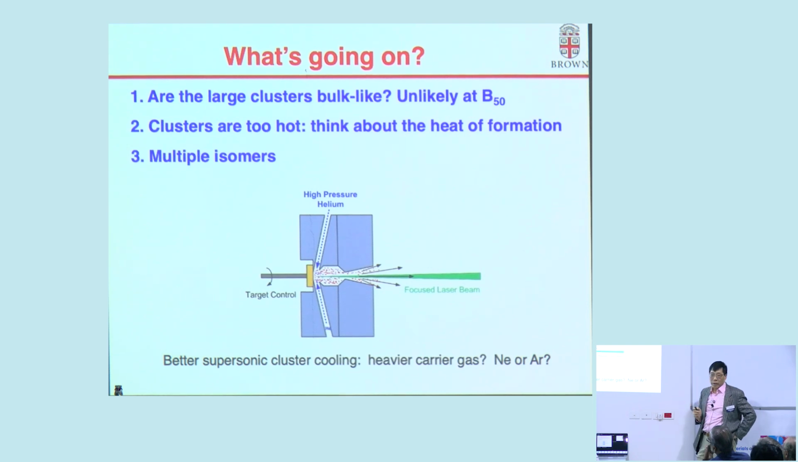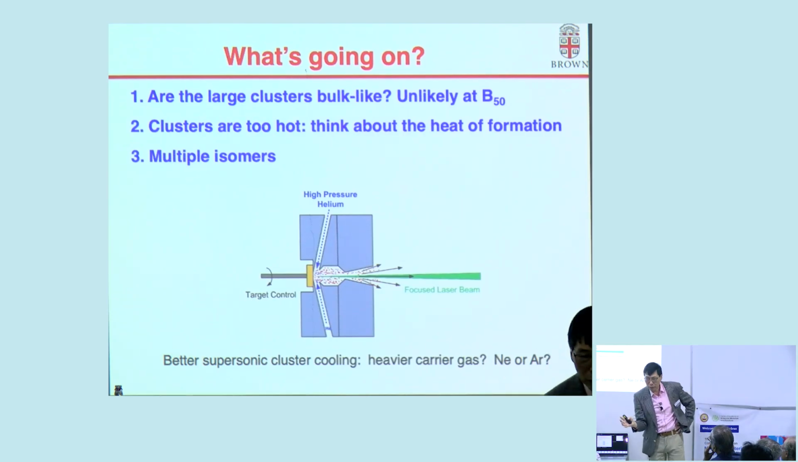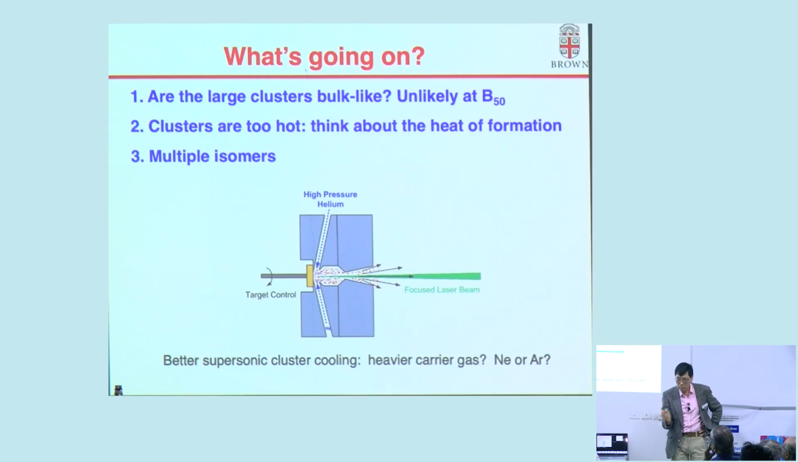The problem is that we can't create a cold cluster. This is a very large cluster. If you think about the heat of formation in this system, you add one boron atom, you add about 5 eV of energy. So if you have 40 or 60 atoms, when they are forming, there's an enormous amount of heat of formation you have to release.